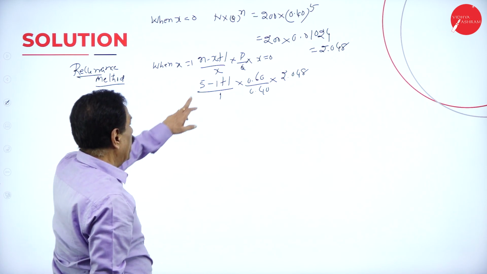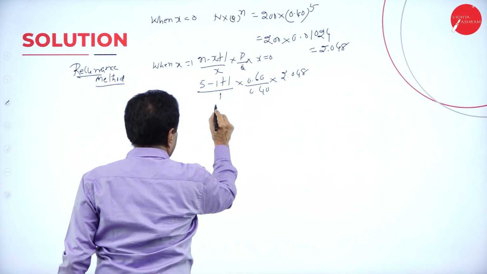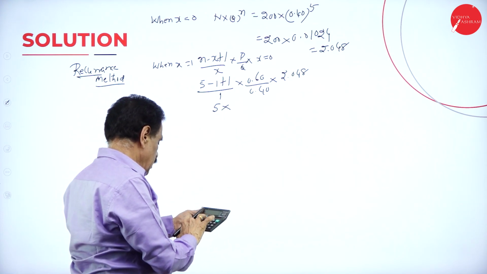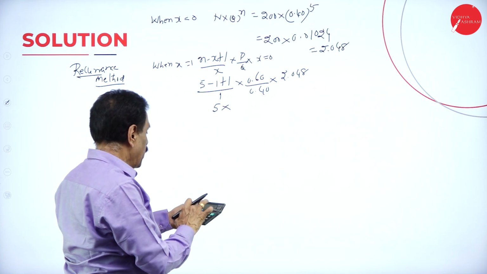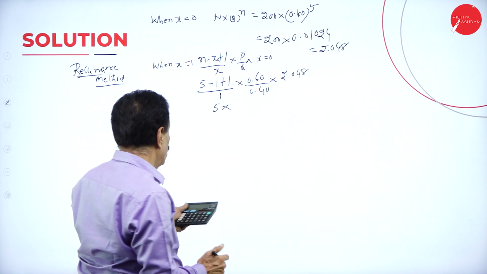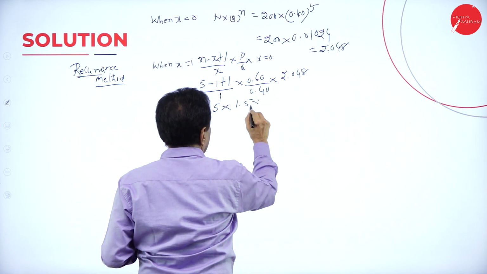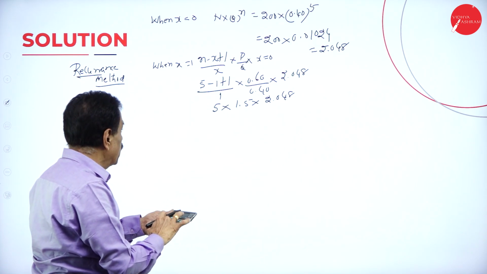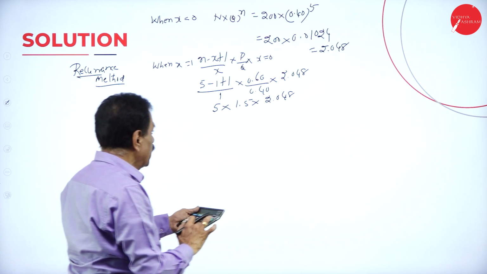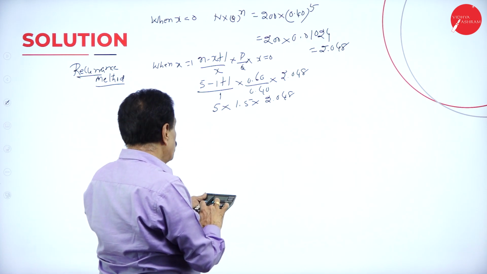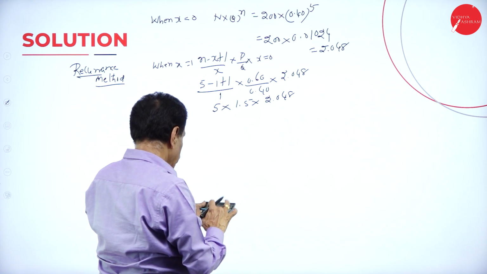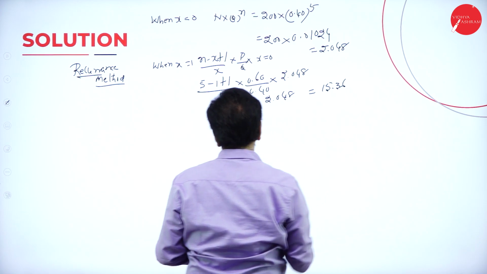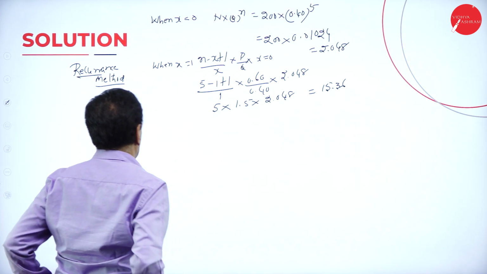That's all. So 5 minus 1 plus 1 cancel out. This is 5. 0.60 divided by 0.40 is 1.5, into 2.048. This is 5 into 1.5 into 2.048, which is 15.36. Say 15. So this is when x is equal to 1.